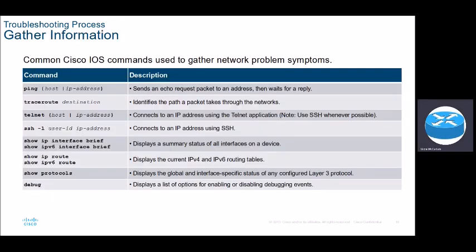Okay, so some common commands used to gather information. Of course, you can ping, which basically tells you what works and what doesn't. Traceroute, of course, will give you a little more extra information about paths and also how far you can get. Telnet, of course, can be used to connect to remote devices. Of course, SSH is better. SSH does much the same thing, but more securely. And then you can use your show commands to gather information, so show ip route on a router by all means.